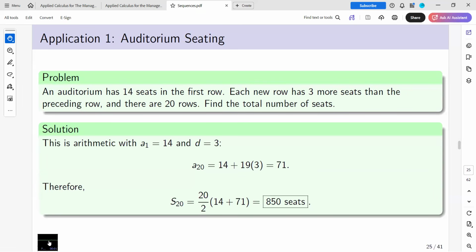The row sizes increase by a constant amount, so the model is arithmetic. First find the final row and then sum all 20 rows. Even the back row deserves to be included. It paid the same ticket price.